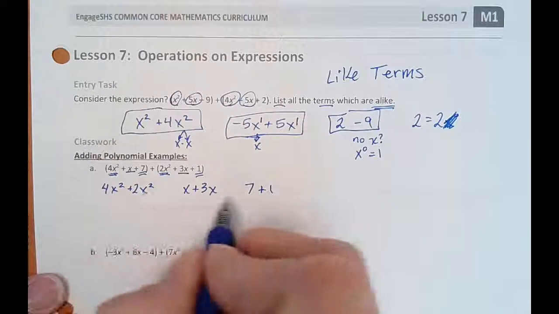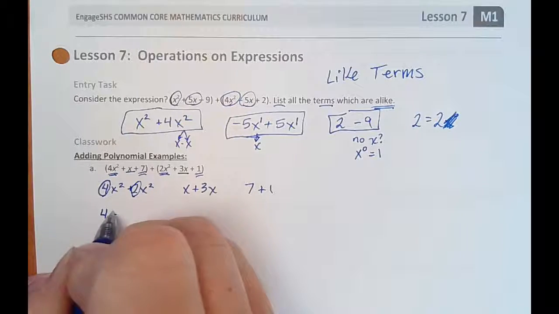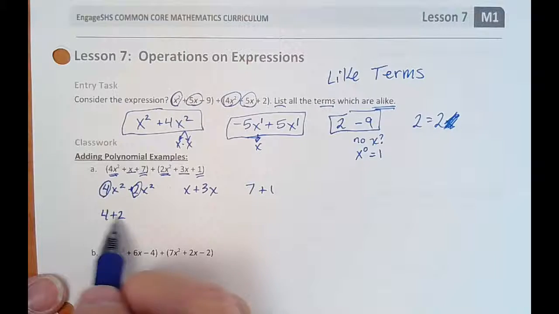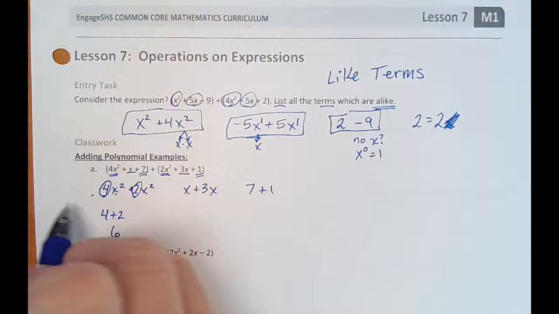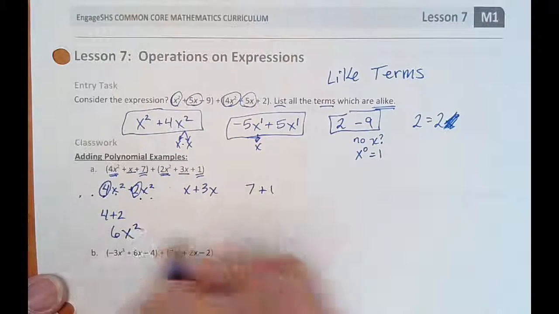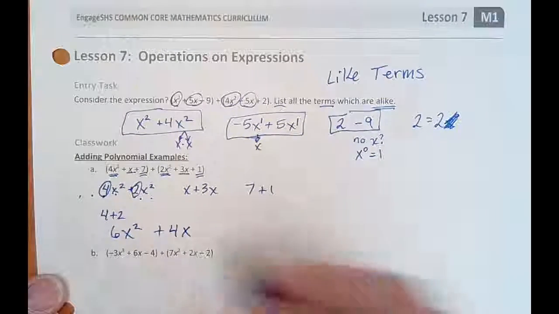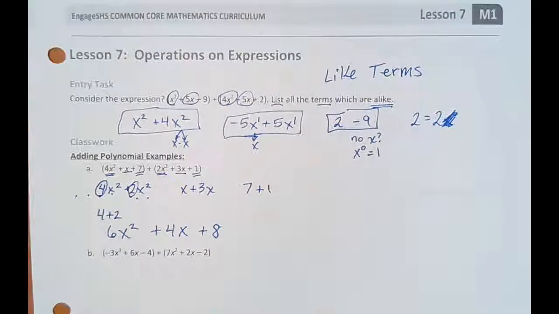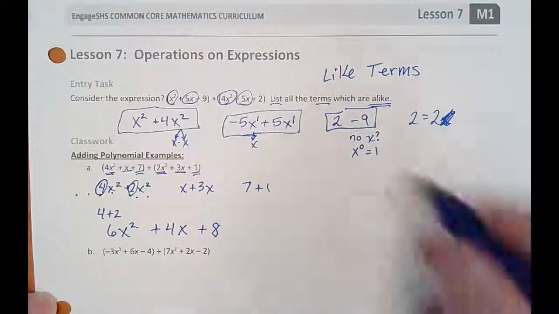Now the way that you can think about this is you can just focus on only the 4 and the 2. 4 plus 2, which is 6. And then because these were x squared things, as in x squared plus x squared plus x squared plus x squared plus x squared plus x squared, that means there are 6 x squared terms. X plus 3x makes 4x. And then 7 plus 1 makes 8. And so there we have it. This is what you achieve when you add these two polynomial expressions.